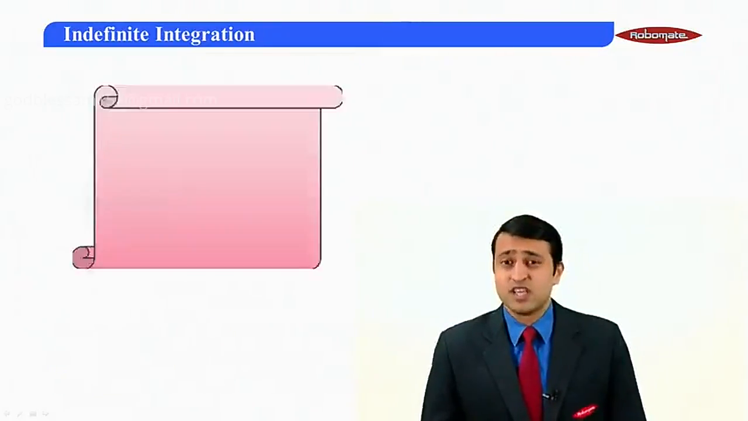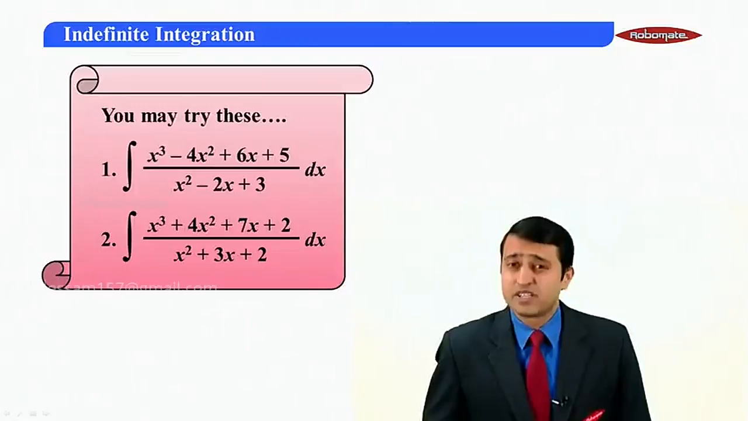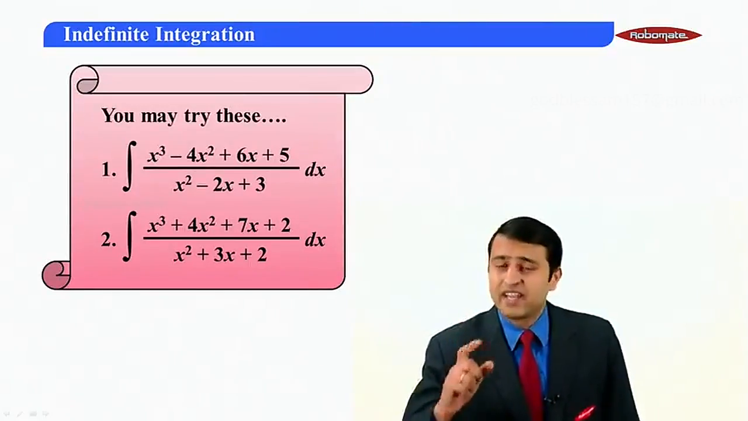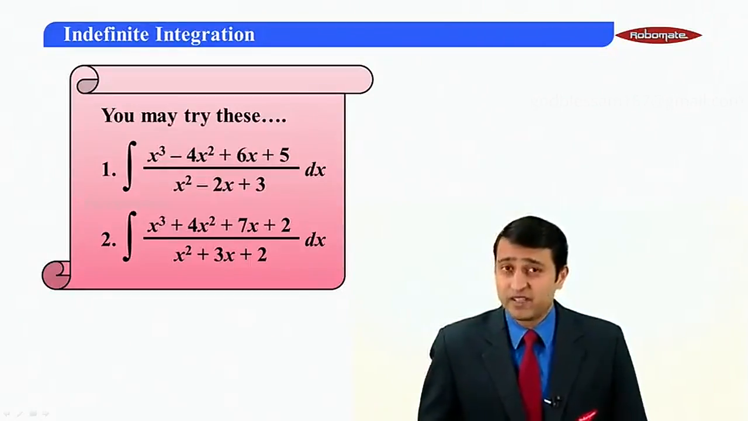Now my dear students, there are certain sums of the same type where degree of numerator is greater than degree of denominator. So we'll have to divide in this case. No adjustment is possible. That's all we have in this module.